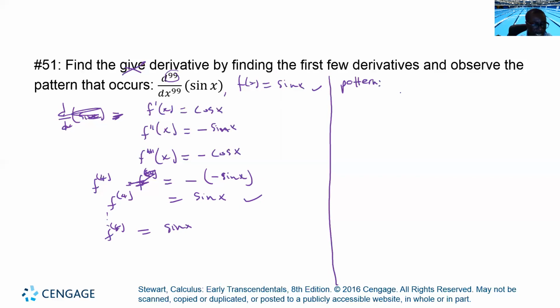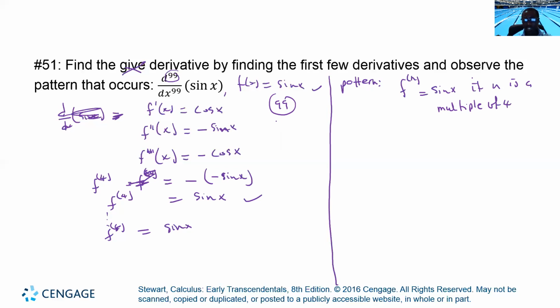The pattern is that if you have f^(n), it is equal to sine x if n is a multiple of 4. So if I have 99, I want to find a multiple of 4 closest to 99 but less than that.